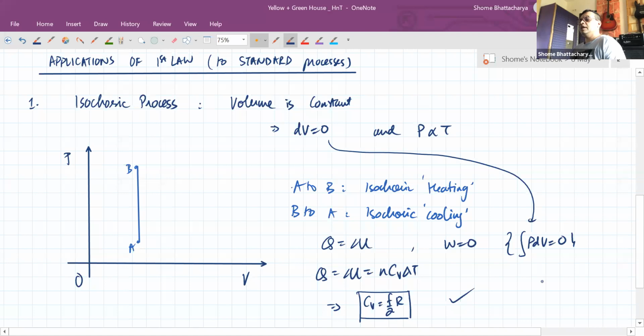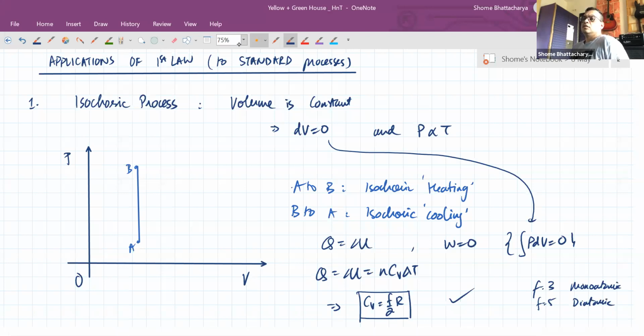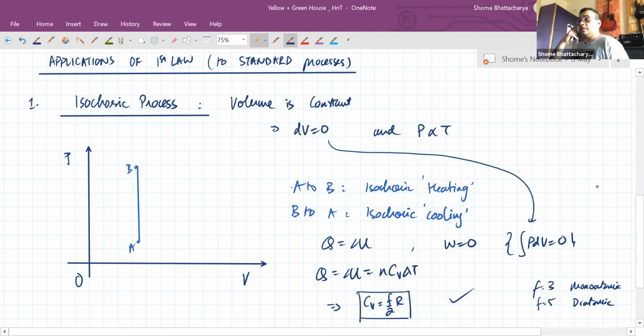And of course, you know that F is 5 for diatomic gases. So this is the first of the standard processes. As you have mentioned, we have already discussed about this in the last lecture. But there's nothing more to it actually. Just understand this much only.